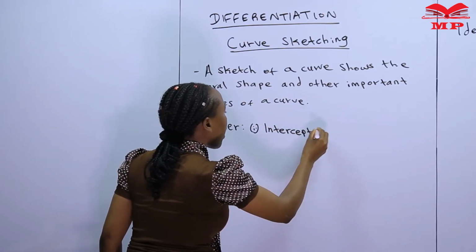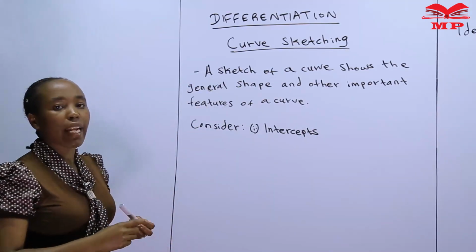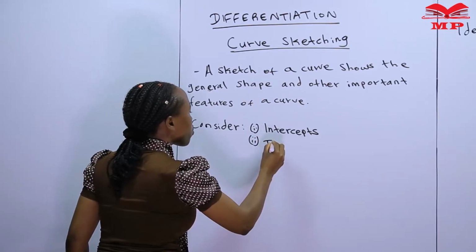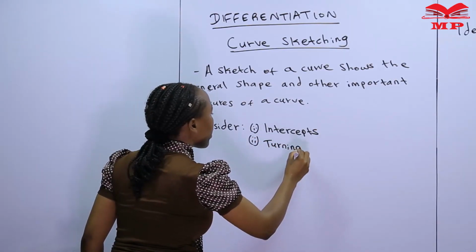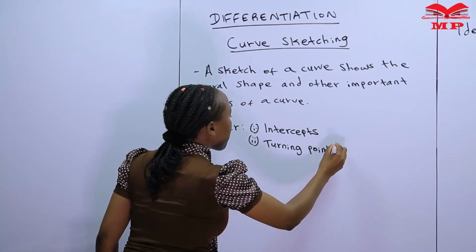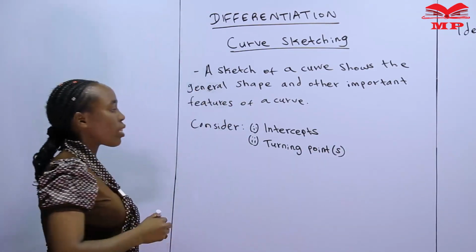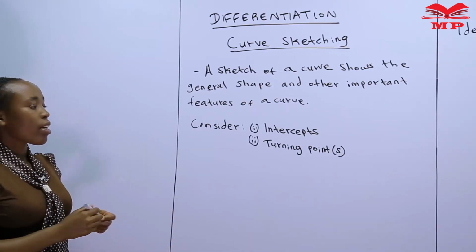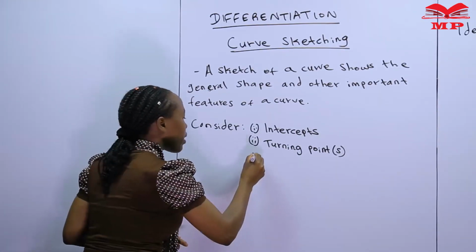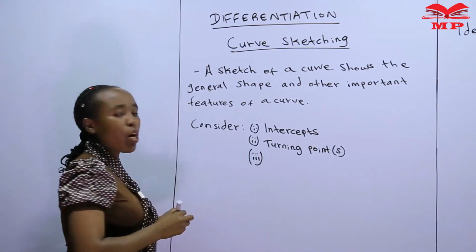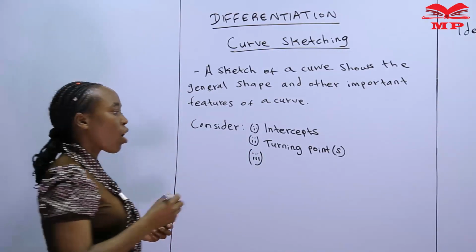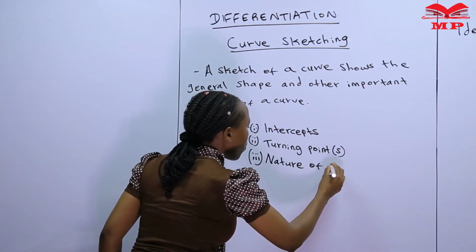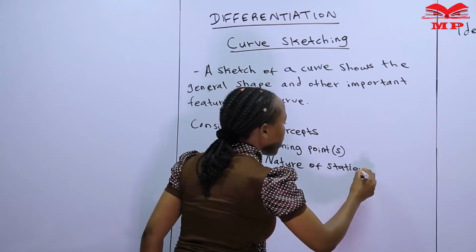Where does the curve cut the y-axis and where does it cut the x-axis? Then number two, we'll also consider the turning point. It can be one or two, depending on the curve equation. Then number three, we also require to know the nature of the turning point, or the nature of the stationary point.